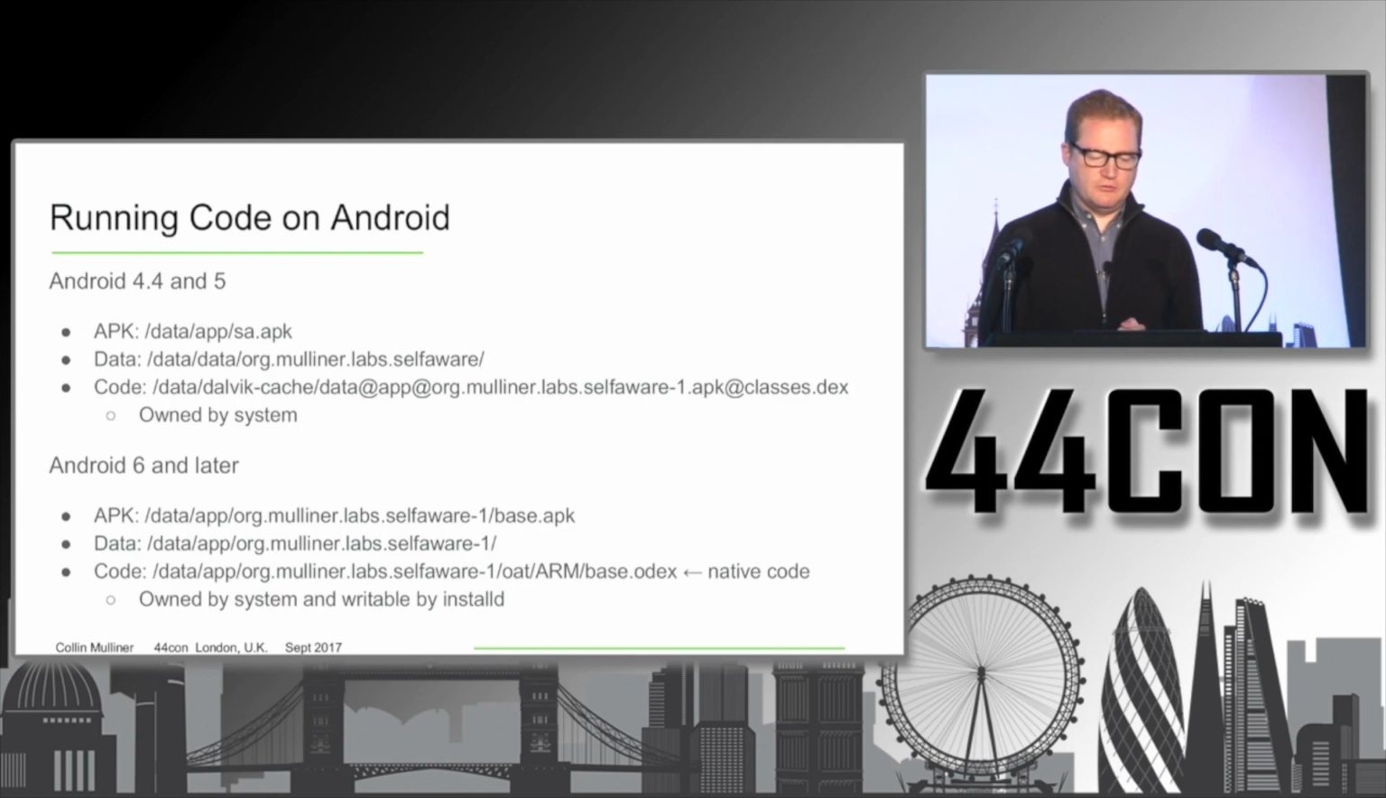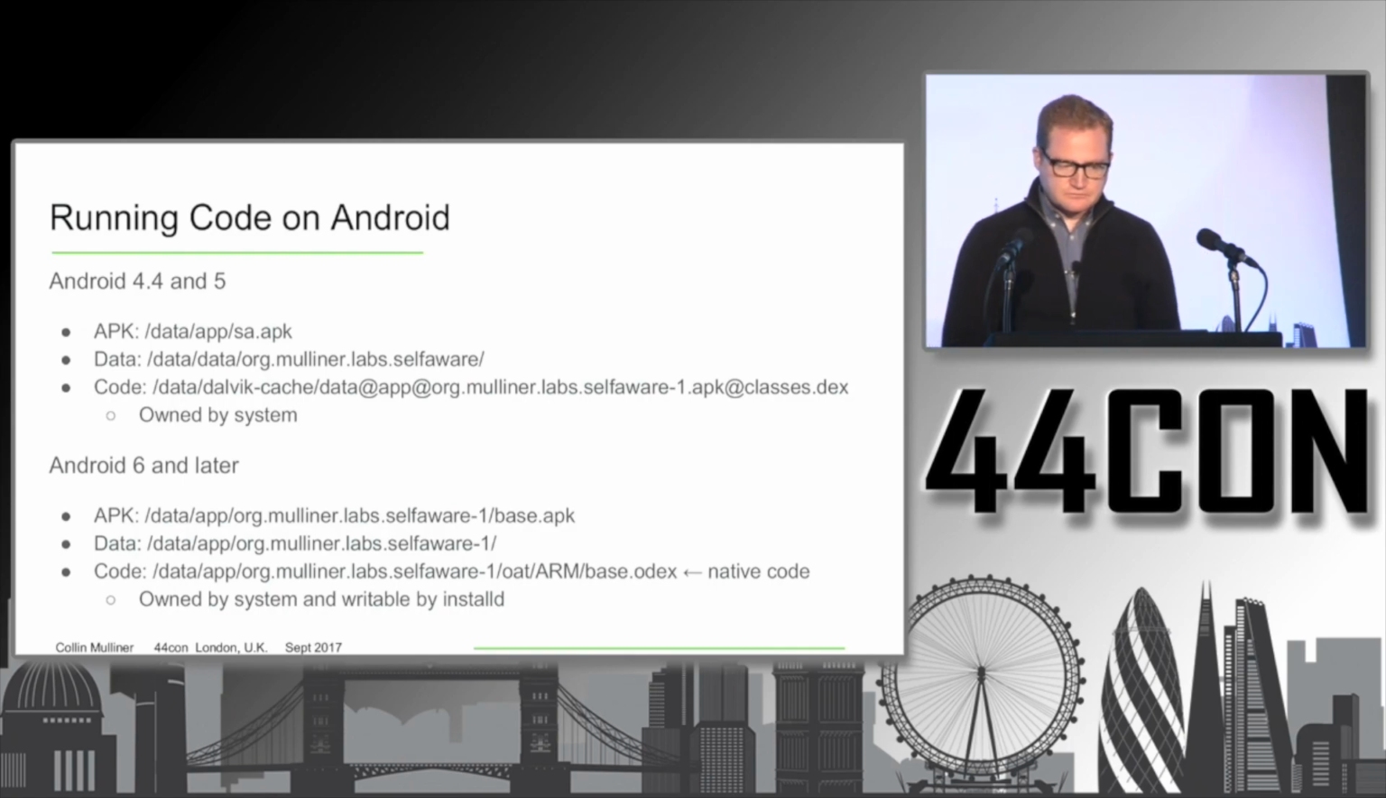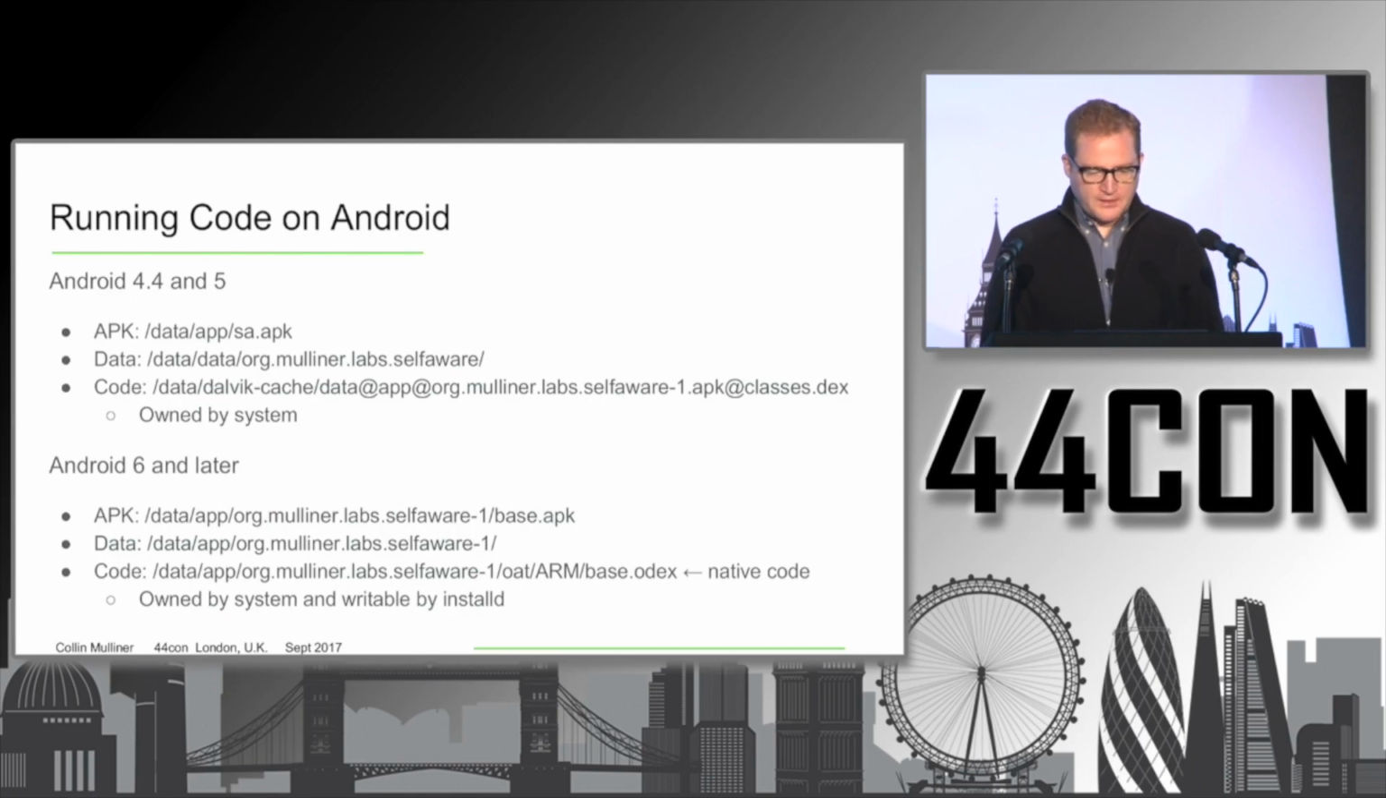So how does code actually run on Android? On Android 4 and 5, your APKs are in data app, with your app name.apk. But the actual data of the app is in data, under your package name. And in 4 and 5, your code is actually in a shared code cache directory in data Dalvik cache. That directory is owned by system, and only the system user can actually write to it.